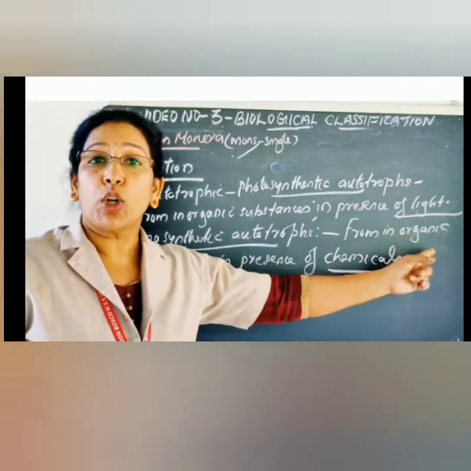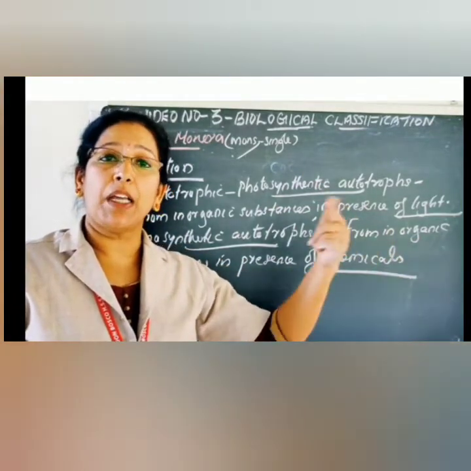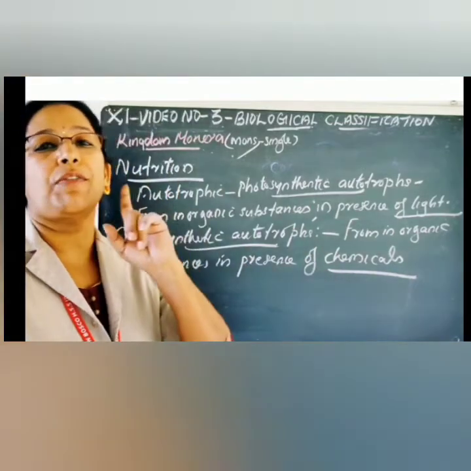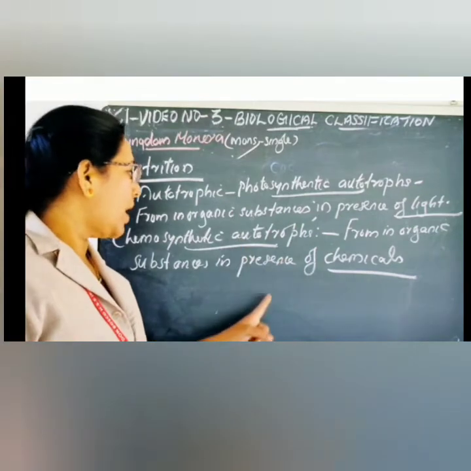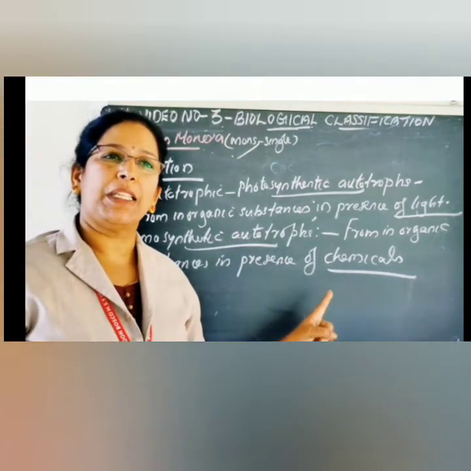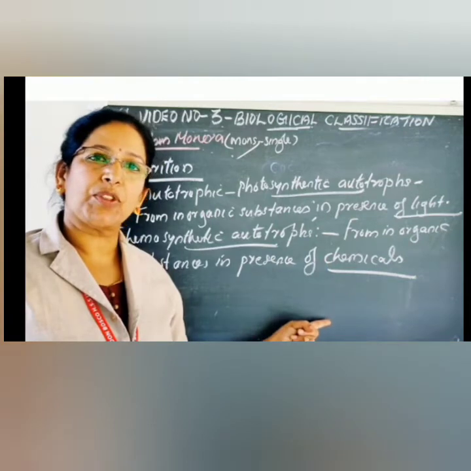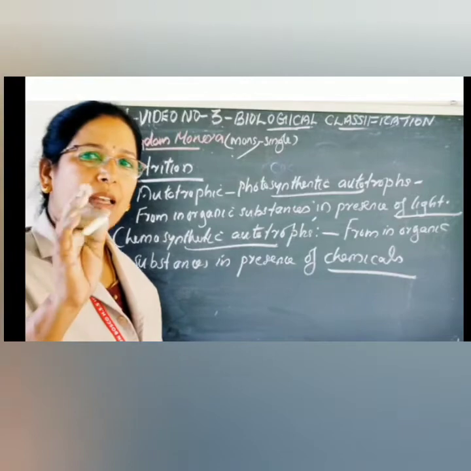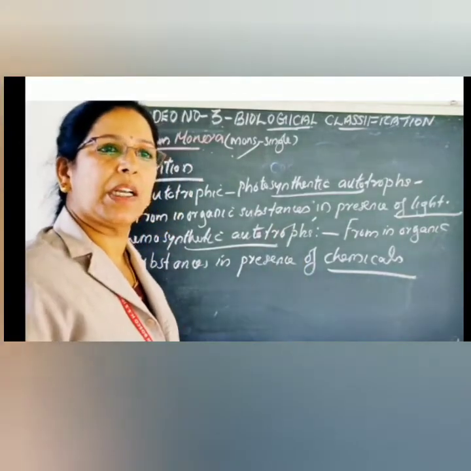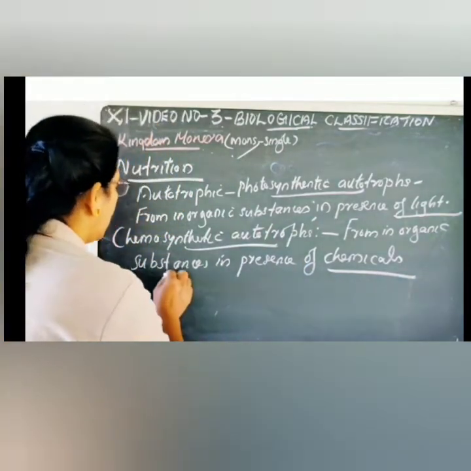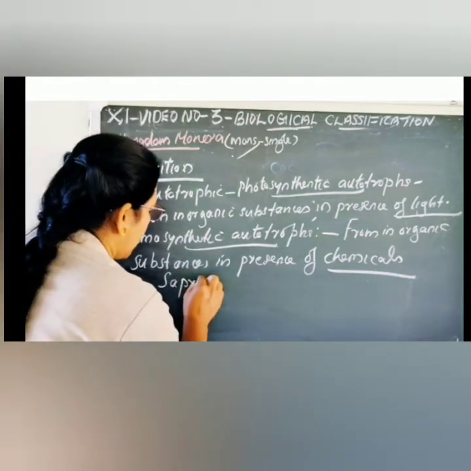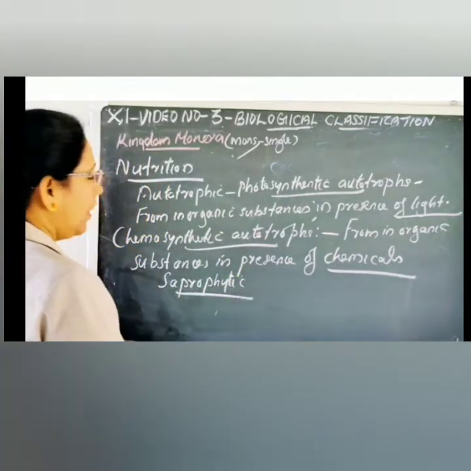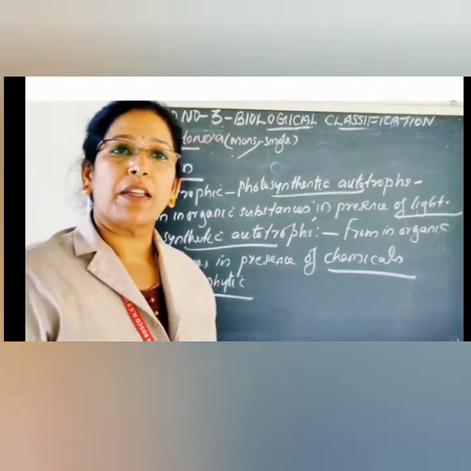Photosynthetic autotrophs can prepare the food material from inorganic substances in presence of light. The other one can also prepare the food material from inorganic substances in presence of chemicals. Okay, the sentences are not in the textbook, only the words are mentioned in the textbook. The next one, nutrition, is saprophytic. They are saprophytes. What's the meaning?